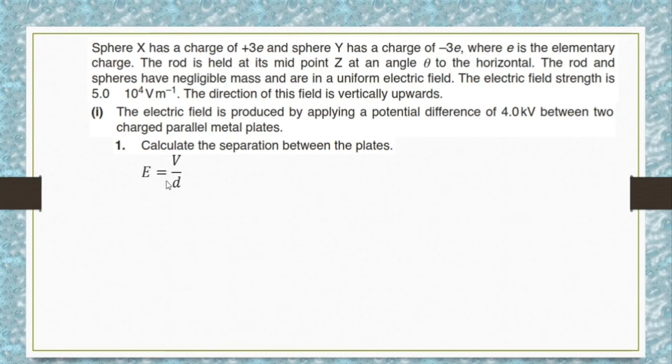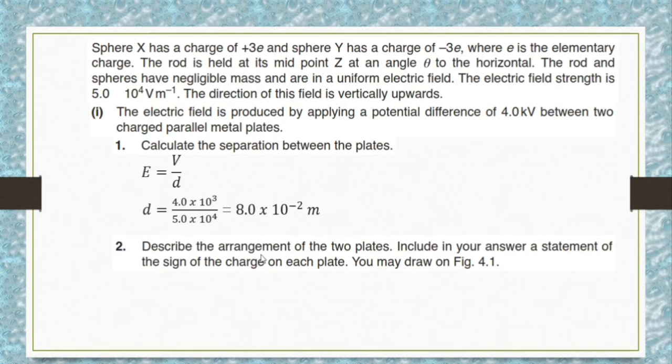We want to calculate the separation between the plates, given E, the electric field strength, and the potential difference. So we can use this equation, E equals V over d, where d is the separation between the plates. So when we want to find d, we just have to divide the V, 4 kilovolts, by 5 times 10 to the 4. So it will be equal to 8 times 10 to the minus 2 meters.